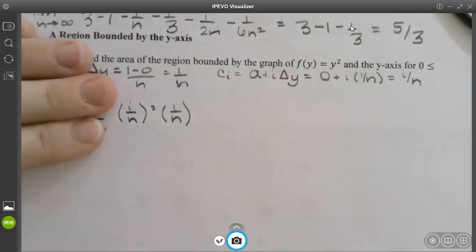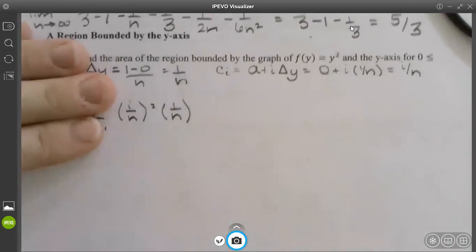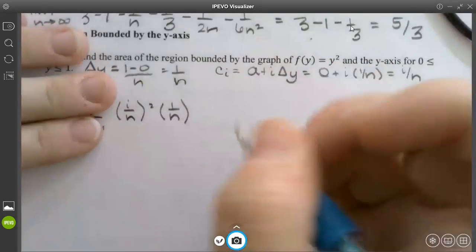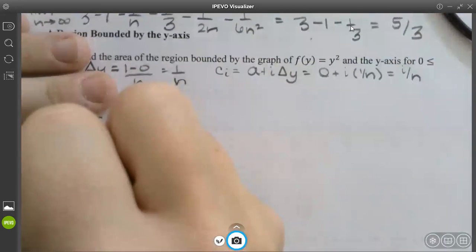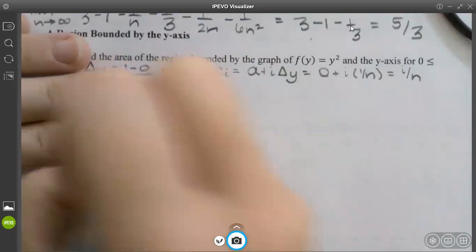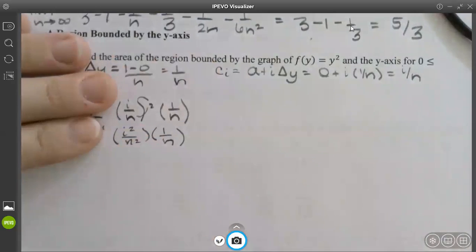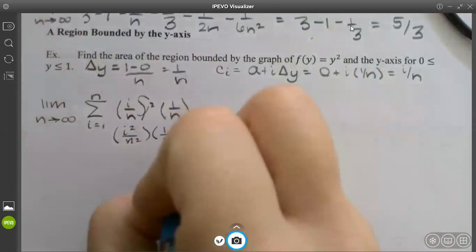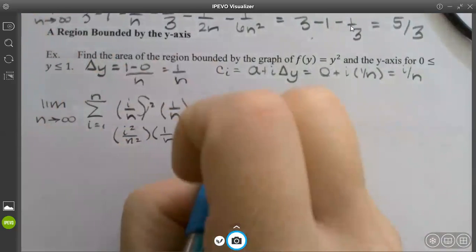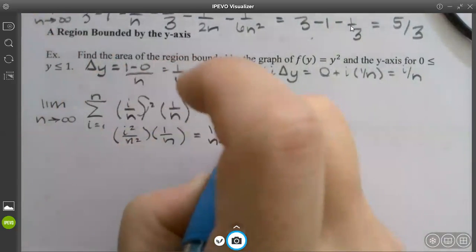So now, just simplify this. Forget everything in front of it. So how do we simplify this? I squared over N squared. Don't forget to distribute your square to both. Times 1 over N. I'm going to write the stuff in front. It doesn't matter yet.